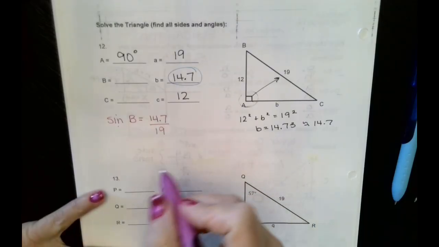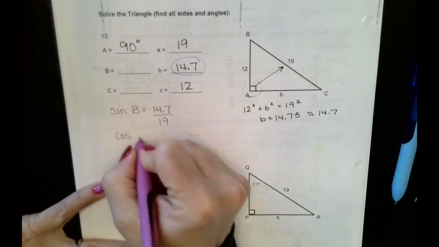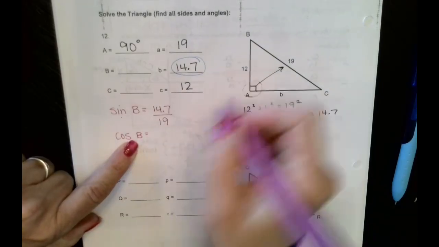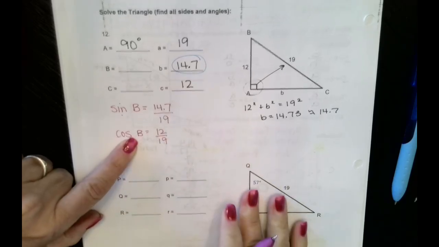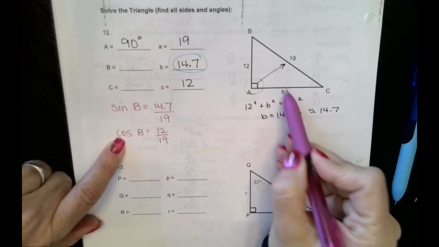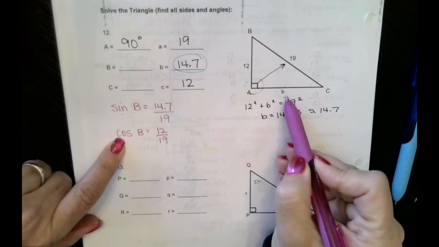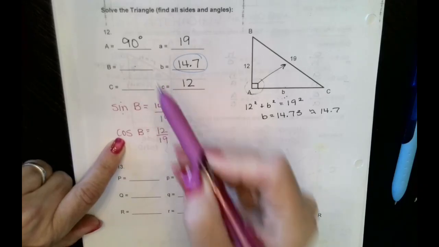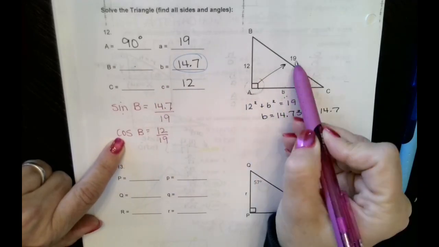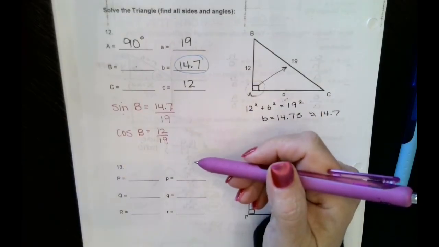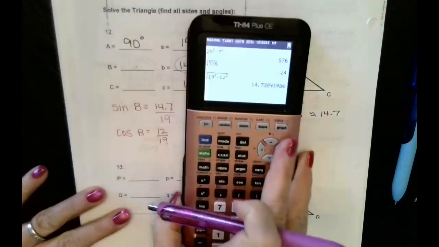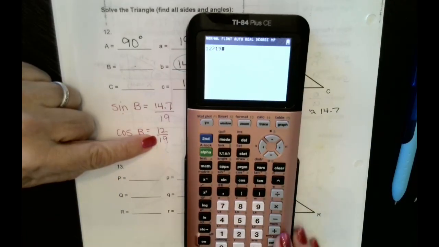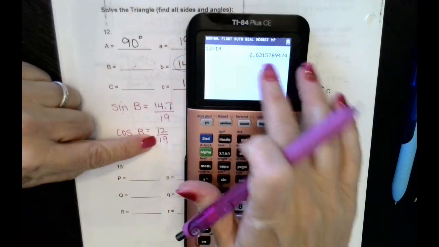Actually, it would have been smarter for me to do cosine B. So I'm going to do this here, and then show you something. Cosine B is adjacent over hypotenuse. Here's why cosine is smarter: I calculated this side of 14.7, so if I made a calculation that's wrong, then my angle B will be wrong too. It's better to use what was given, which is 12 and 19. But I'm going to do both so you can see that it doesn't really matter. If I look at my calculator, 12 divided by 19 gives 0.63157.